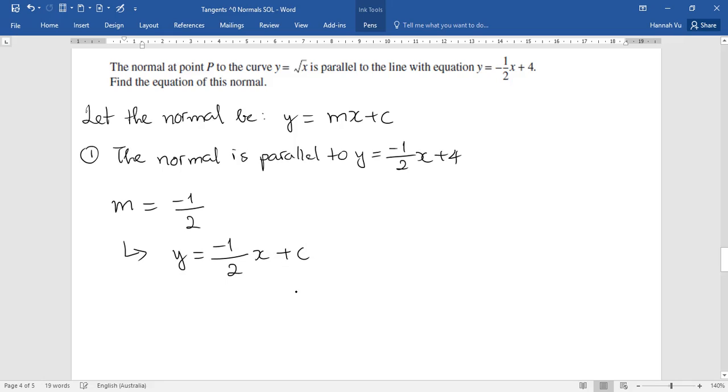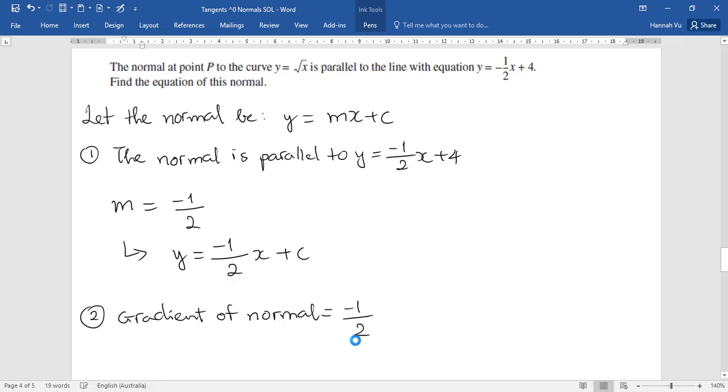Okay, so the first thing is easy. The second step is going to be a little bit more difficult. Well, it's not that difficult, it just requires more work than in question 3. You need to find the point on the curve that the normal actually crosses, and the tangent, if there is a tangent, will touch. All right, so the gradient of the normal is negative a half.